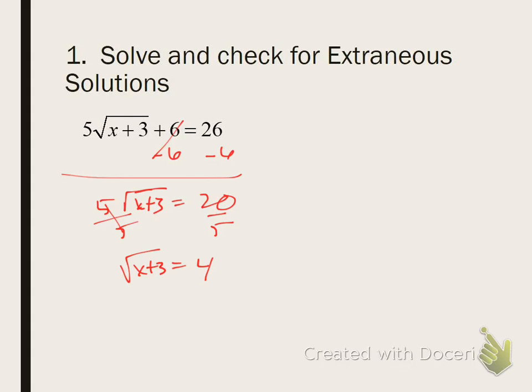Now we've got a situation, if I square this side, then I'm just squaring the square root. And so I have to square the other side at the same time. But what that means is I'm basically eliminating the square root. The square and the square root eliminate each other, and we just get x plus 3. This is 16. Subtract 3 from both sides. And so x is 13.